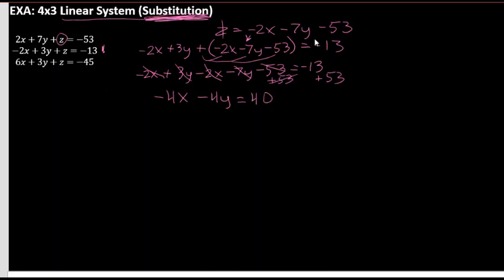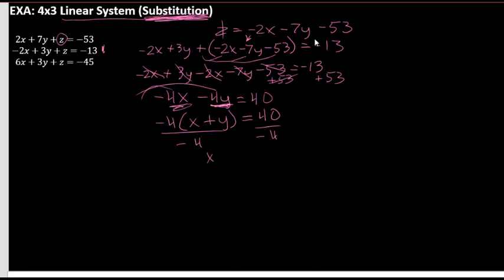Next thing I can do, these two terms here, negative 4x and negative 4y, they both have a greatest common factor of negative 4 that I can quote-unquote factor out. So I'm going to go ahead and do that. And that leaves me with x plus y equals 40. Now I can divide both sides by negative 4. And that's going to leave me with x plus y equals negative 10.